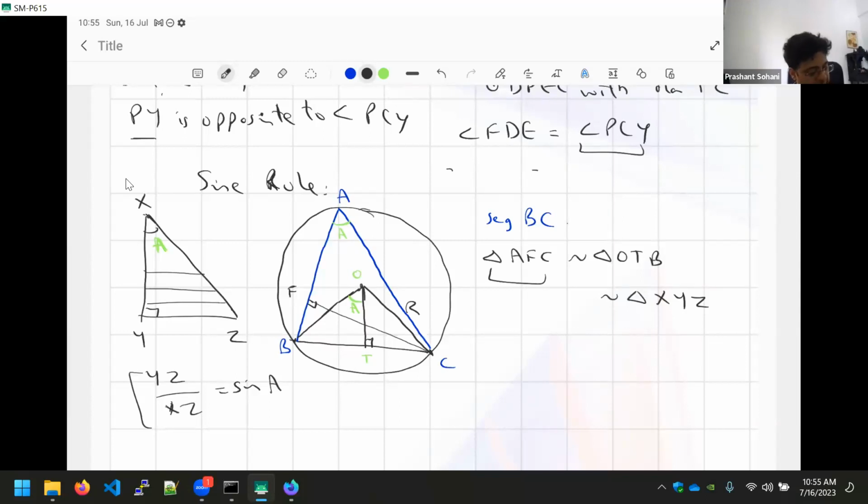Okay. And so do you see that this ratio is going to come in our diagram here? Which ratio will be equal to this sin A? In triangle OTB, the side opposite angle A is side BT. So BT upon the hypotenuse, which is OB, will be equal to the sine of A. That is just the definition of sine, basically. And so therefore, can we write what is the length of BC?